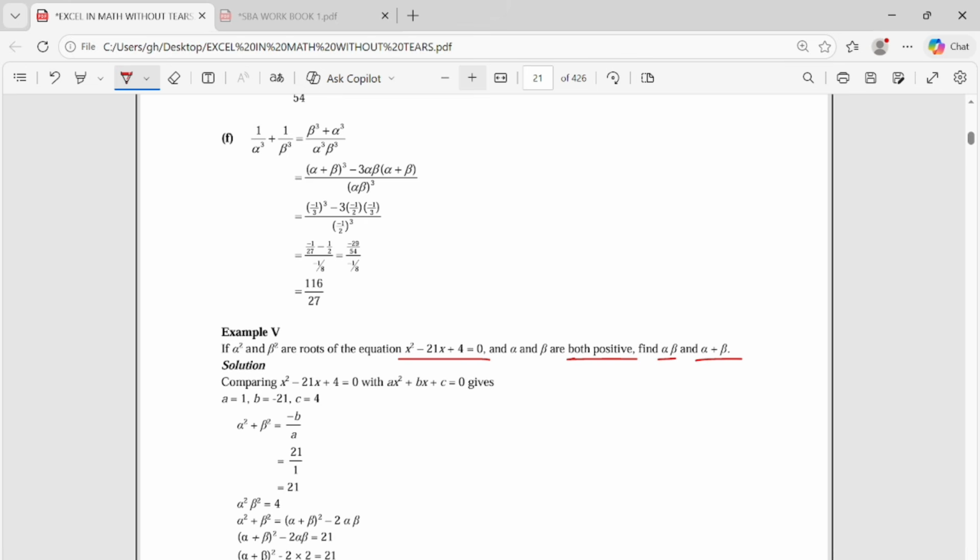Then you realize that we've got alpha squared and beta squared as the roots of the equation. Initially we had alpha and beta as our roots of the equation, but for this case, we are having alpha squared and beta squared as the roots. So we will change the roots from alpha and beta to alpha squared and beta squared. We still follow the same work. You know that from the general equation of a quadratic expression, negative b out of a is the sum of the roots, and c out of a is the product of roots.